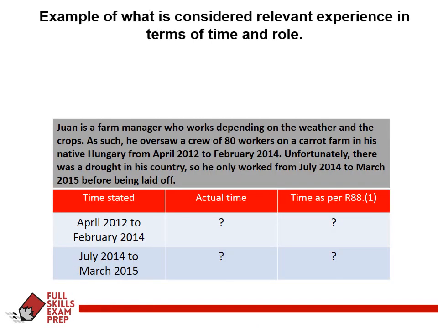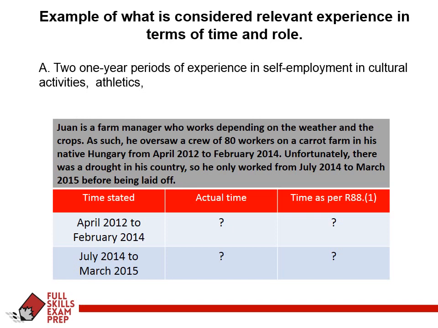All right, let's take a look at an example of experience in terms of time and role, specifically with regard to the 2 one-year periods of experience in self-employment and cultural activities, athletics, or experience in farm management. This one's going to be about farm management. Okay, so we have Juan. Juan is a farm manager who works depending on the weather and the crops.